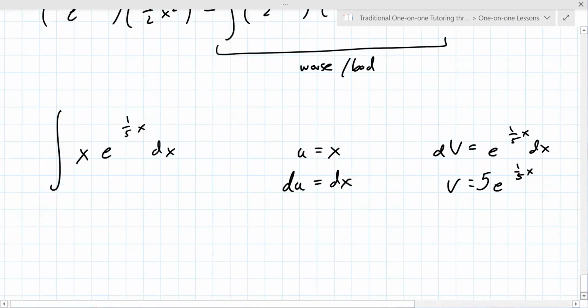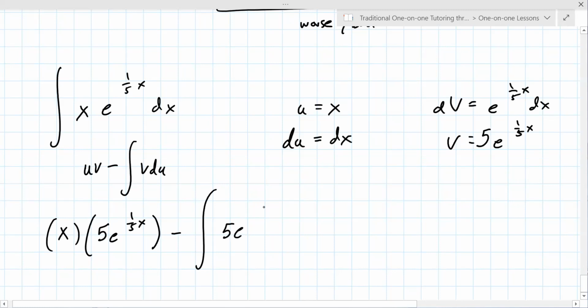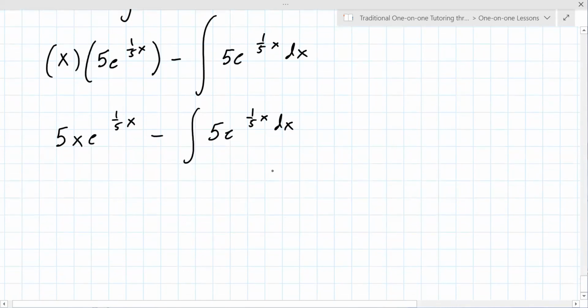Okay, so what is our uv here? Uv minus integral v du. x times 5e to the 1/5 x minus integral 5e to the 1/5 x dx. So on the left here, this becomes 5x e to the 1/5 x minus integral 5e to the 1/5 x dx. So this one, let's do it with a u substitution, just to show that here, since we haven't done it yet.